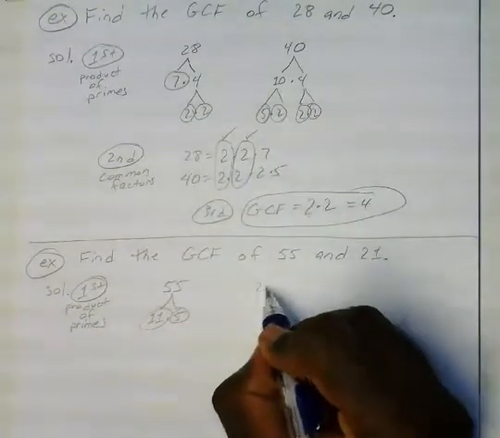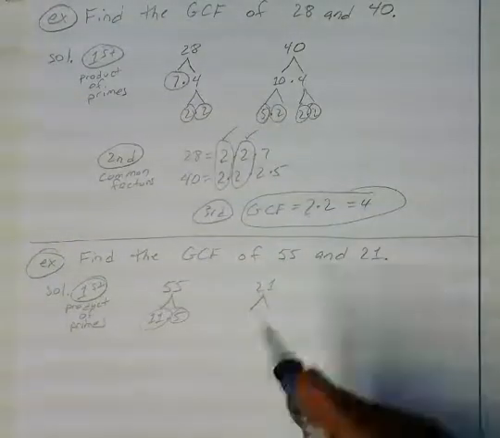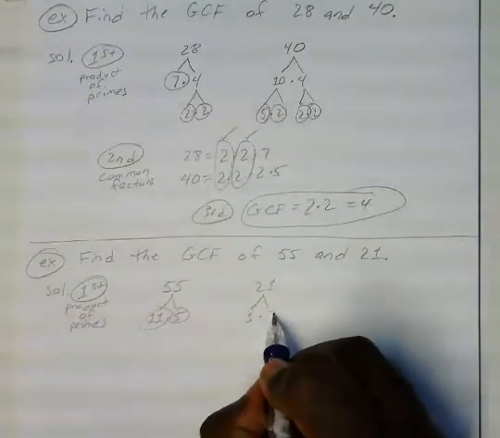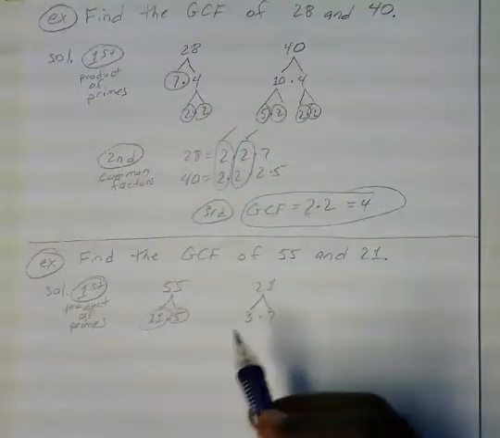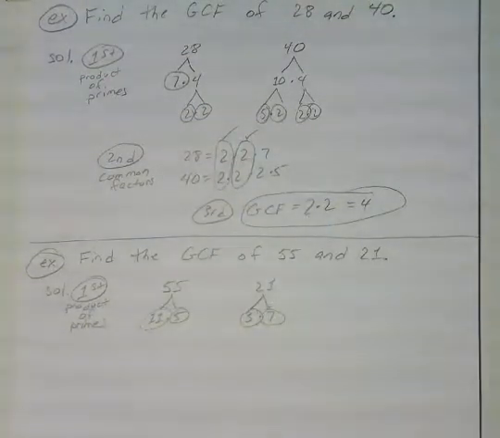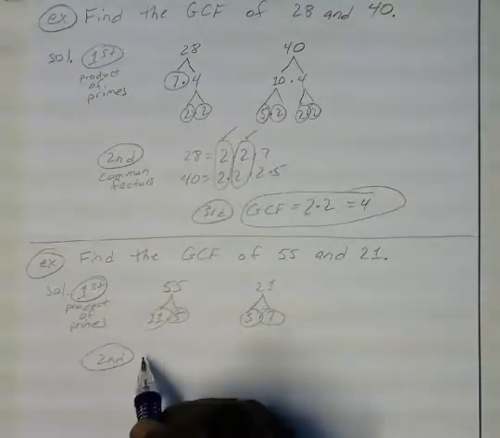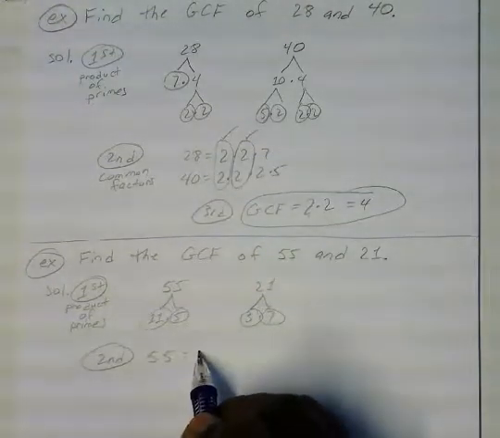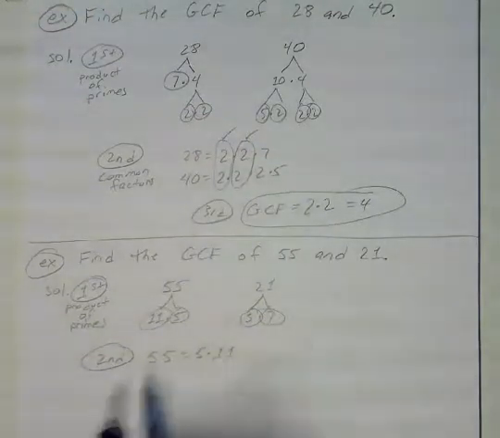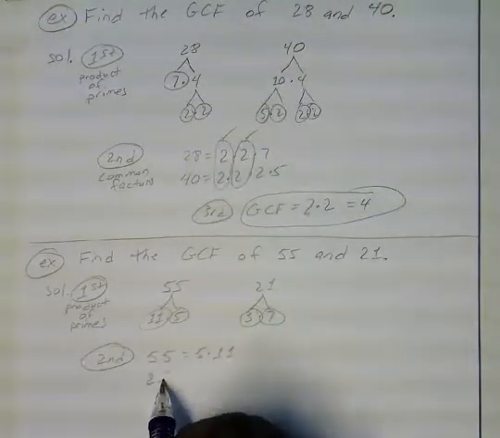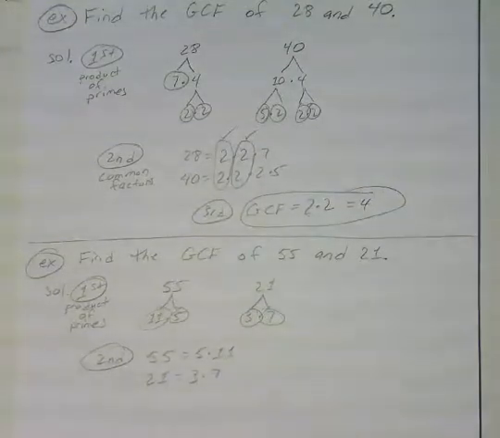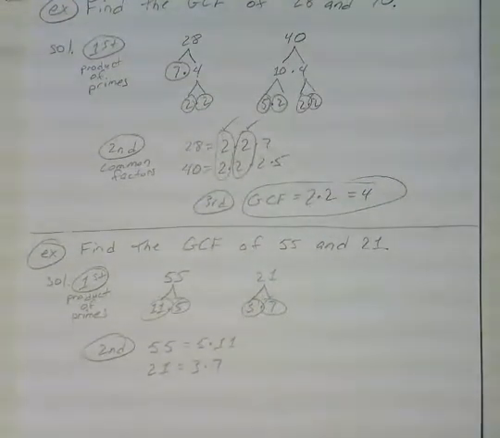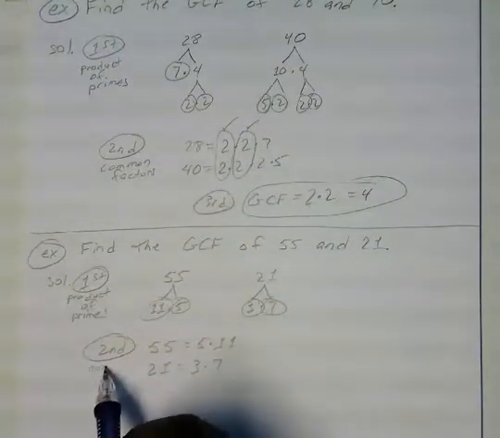And 21, we can make that 3 times 7. And neither one of those can be reduced anymore, so we can go ahead and circle them. That brings us to our second step. So we know that 55 is 5 times 11, and 21 is 3 times 7. As you will notice, there are no common factors.